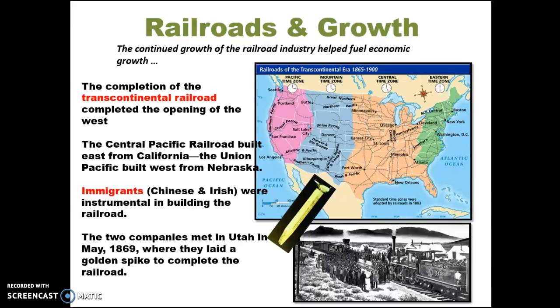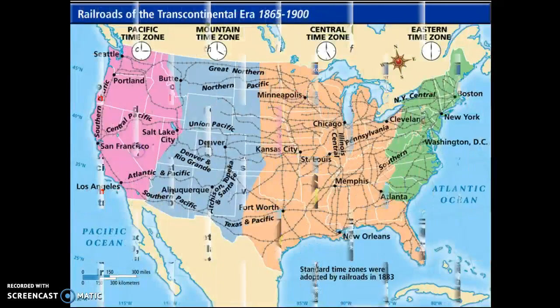Why is this? Well, we are going to have the railroads. They are going to contribute to the growth in the United States. The continued growth of the railroad industry helped fuel economic growth. The completion of the Transcontinental Railroad completed the opening of the West. The Central Pacific Railroad built east from California, and the Union Pacific built west from Nebraska. It was the immigrants, the Chinese and the Irish, that were instrumental in building the railroad because they worked on it. The two companies met in Utah in May 1869, where they laid a golden spike to complete the railroad.